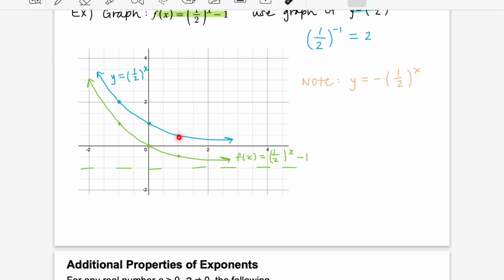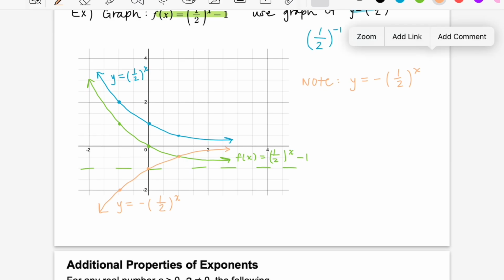So that means this point is going to be reflected over our x-axis, so it'll be right about there. This point's going to be reflected over our x-axis, so it'll be right about there. And this point's going to be reflected over it. So we're 2 units up, so we'll be 2 units down here. So we'd still have the horizontal asymptote there, but our graph would behave like this. So this would be our graph if our function were reflected over our x-axis.